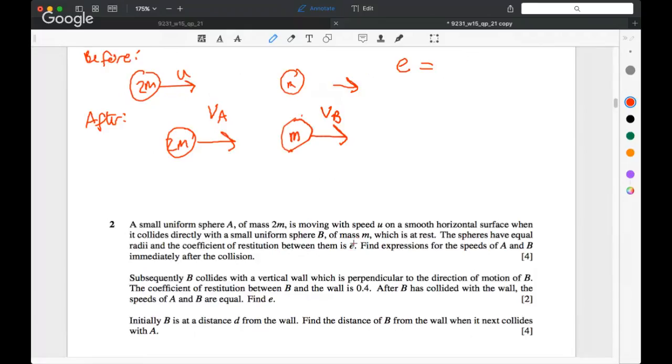All we have is E, U, and M, so let's put them in terms of E, U, and M. They're the only things we want the answer in. The way E is defined is that it's the relative speed after divided by the relative speed before. So the relative speed after is VB minus VA, and the relative speed before is U.